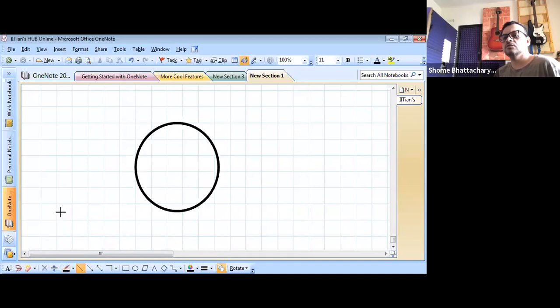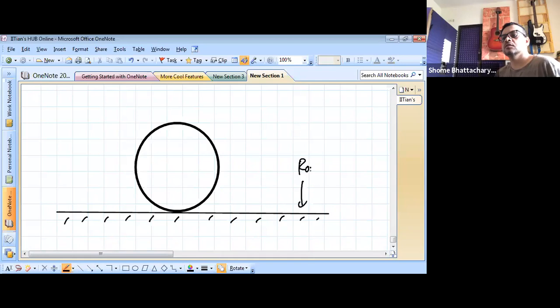So in that question, what is happening is this is a rough surface and this is a hollow metallic cylindrical shell.